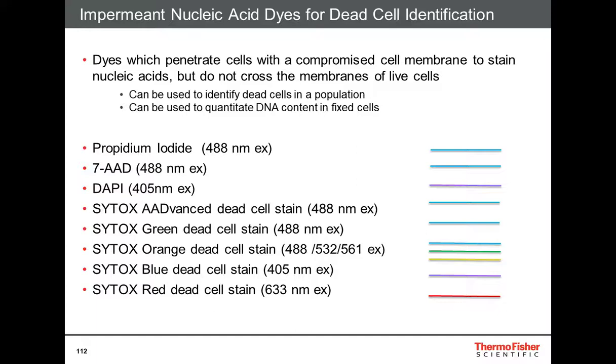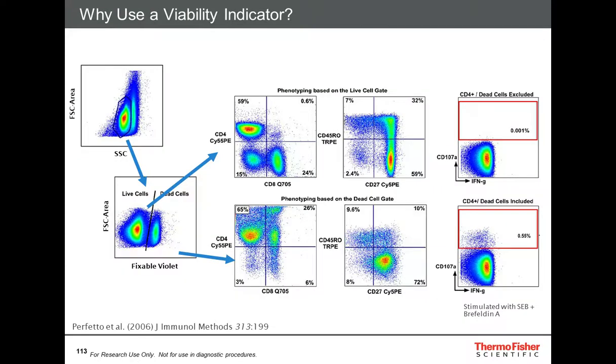We also have a number of impermeant nucleic acid dyes for dead cell identification. These are very bright, and come in a number of colors that you can also slot into your panel. These are for use for live cells. The others, the amine reactive dyes, can also be used in live cells or in fixed cells.